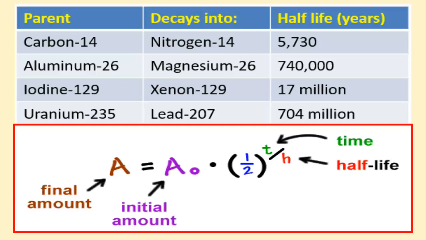There is a formula to calculate half-life, which is shown right here, and that is A equals A initial times one half to the power of t divided by half-life. So you can use this equation to figure out how much of the radioisotope you'll have left over after a certain amount of time has passed.